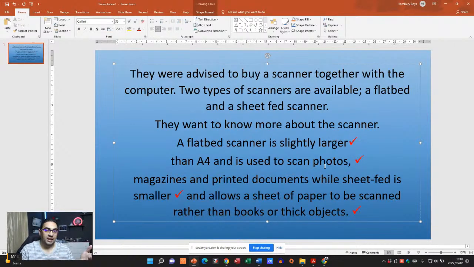Your sheet-fed scanner is going to scan a lot faster than your flatbed scanner. Your flatbed scanner generally can only do that. Your sheet-fed scanner is usually part of a multifunction printer, so it can do photocopies and maybe color printing, and it can scan, and it can usually email as well. So guys, that's why it's important to understand what the answer should look like, where you are getting the marks from, so that you know what to put into your definition.